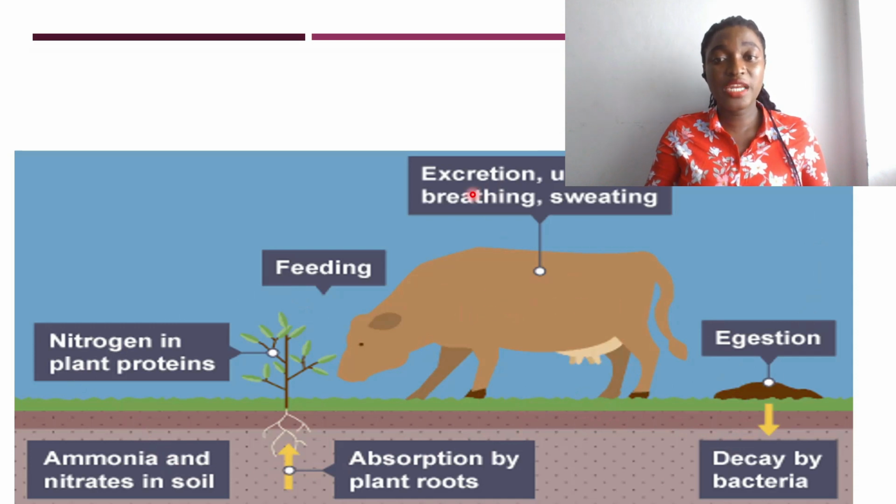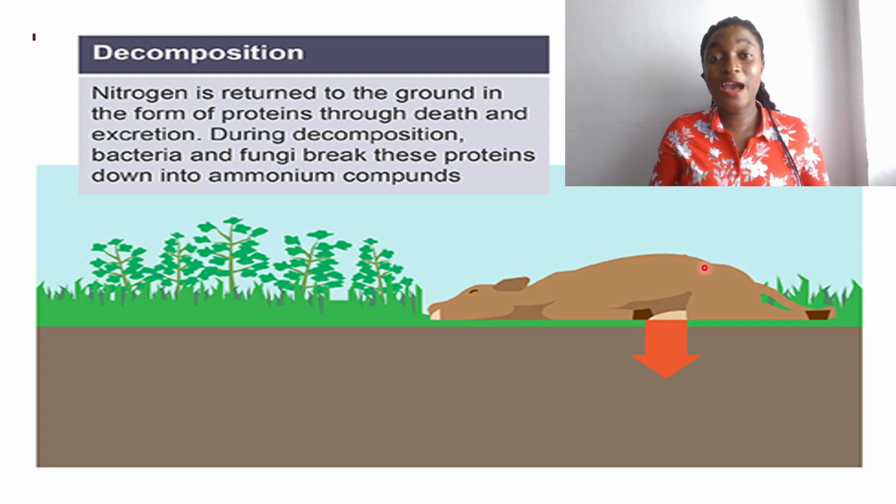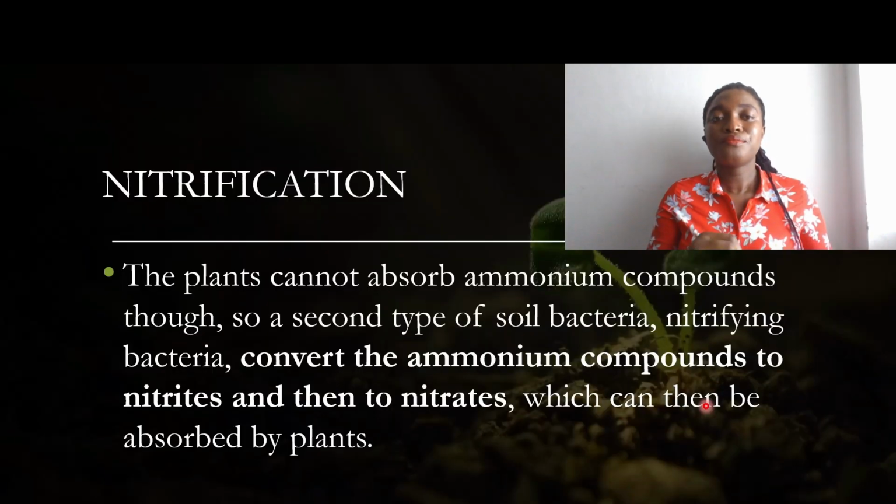So this cattle can excrete, urinate, breathe, or sweat, and in so doing release some of the nitrogen in various forms. It can also ingest, or cause decay by bacteria when it dies. So this is what you see. This cow is now dead and has released the nitrogen through decay. So after releasing through decay, the ammonium compounds are now in the soil.